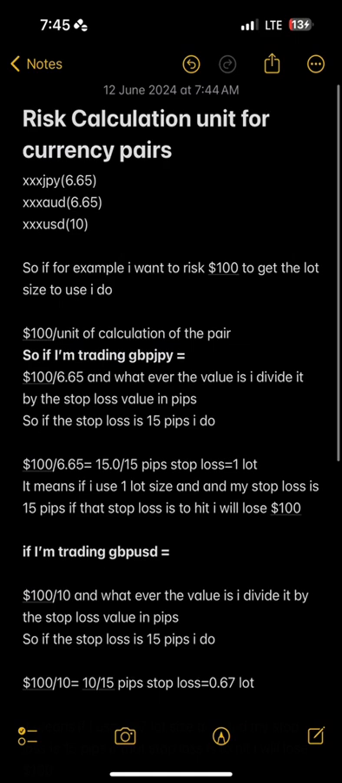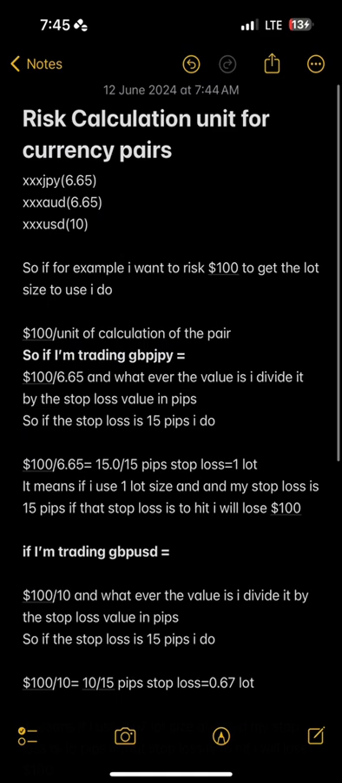You understand? You can get that from going to Xness, trying to place a trade, put one lot size and check the Pip's profit there. So I do $100 divided by 6.65. Whatever I get, I then divide it with the stop loss in pips of that particular trade. So if my stop loss is 15 pips and I want to risk $100, I do $100 divided by 6.65. That will give you 15.